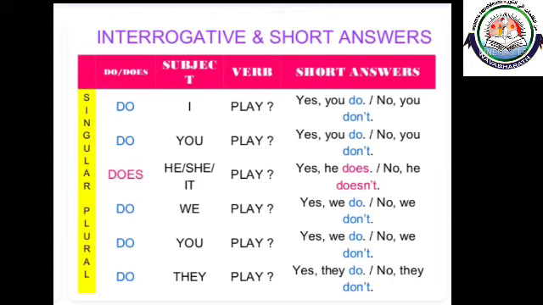The next form of sentences which we have to be careful with while using this tense form is the questions, or interrogatives, and their short answers. Let's go with it. Here you can see that the question is starting with do for the plural subject and does for the singular subject. In the same way, when the answer comes, for the singular subject, does or doesn't will be coming as the answer. And for the plural subject, do or don't will be coming as the answer.